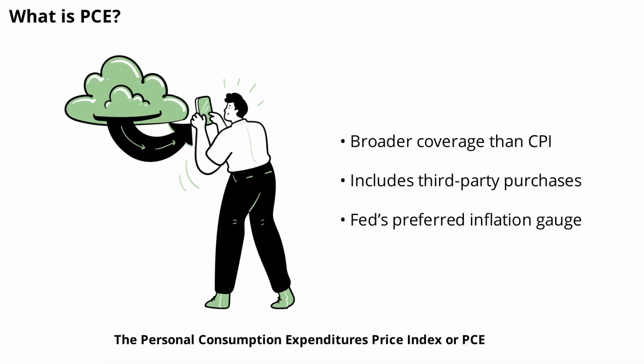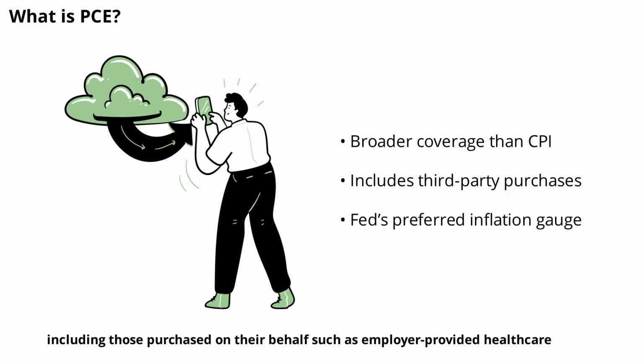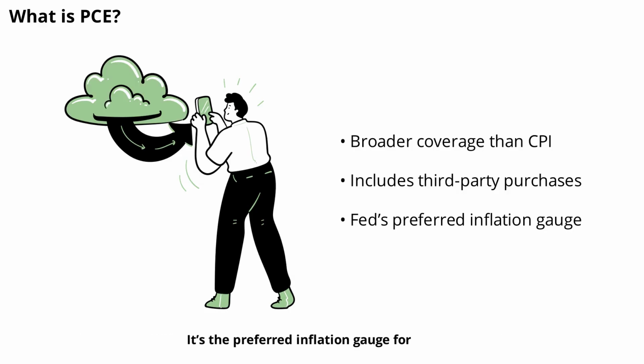Personal Consumption Expenditures Price Index, or PCE, is another major inflation measure. It's produced by the Bureau of Economic Analysis and covers a broader range of goods and services than CPI. PCE tracks the prices of all goods and services consumed by households, including those purchased on their behalf, such as employer-provided healthcare. This makes PCE a more comprehensive measure of consumer spending. It's the preferred inflation gauge for the Federal Reserve when setting monetary policy. But what makes PCE different from CPI in practice?